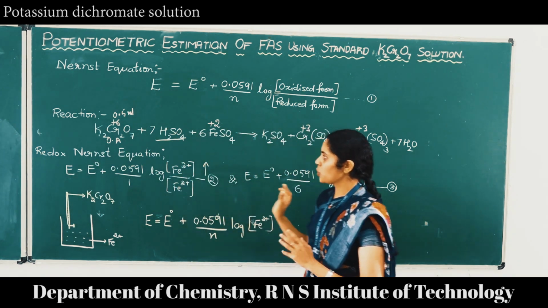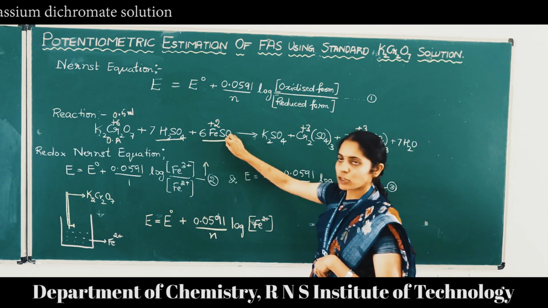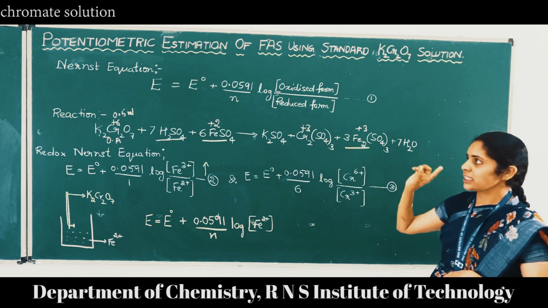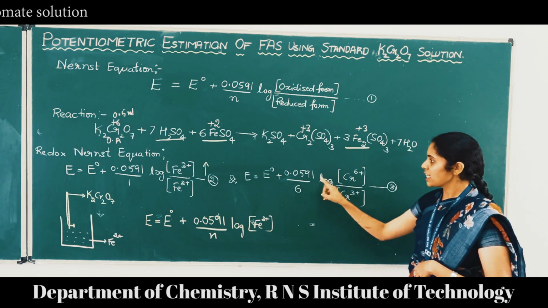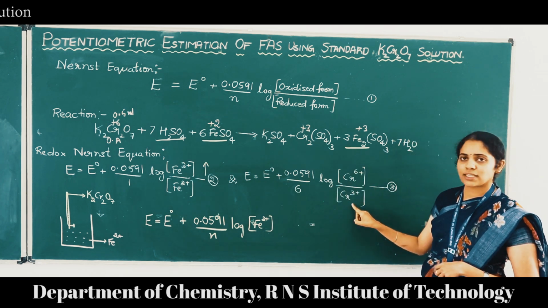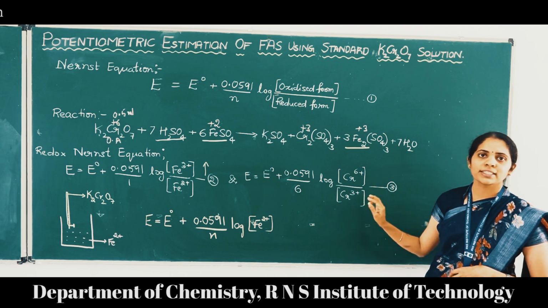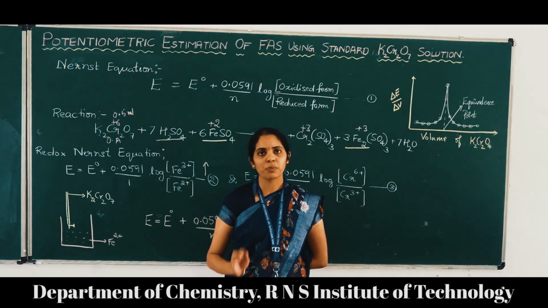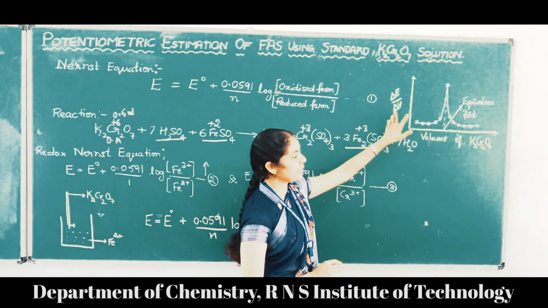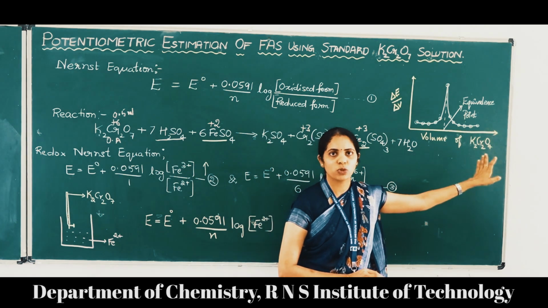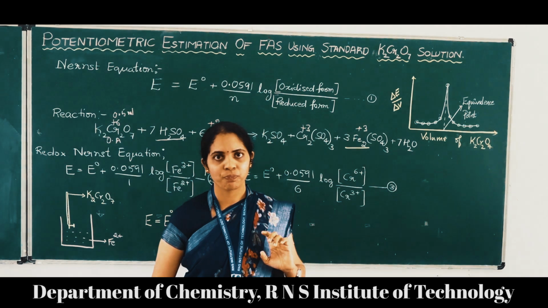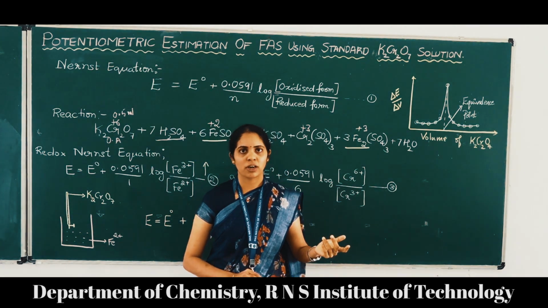At one point, you observe that all the Fe2+ completely gets converted into Fe3+, and at that time the potential generated is because of the concentration of chromium +6 to chromium +3 ions, and this is called the equivalence point. Once we perform the experiment, we are going to plot the graph of delta E by delta V versus volume of K2Cr2O7 to get the exact equivalence point value. Let us see the demonstration now.